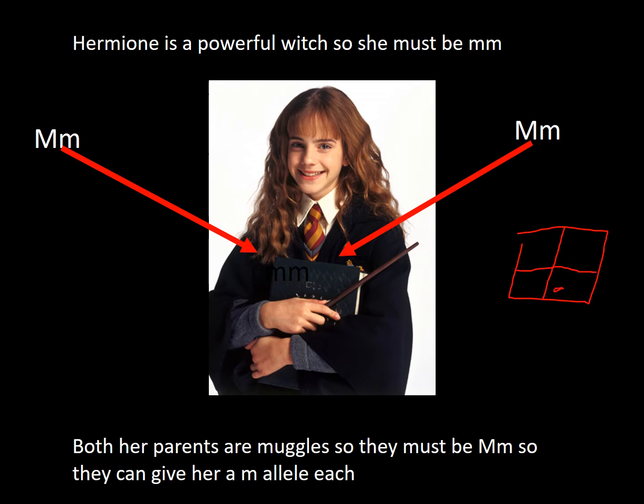So Hermione is little m. So that means the mom has to give a little m and the dad has to give a little m. But since they're both muggles, that means they both have to have that capital M as well. So she is little m because she's a witch, but the parents are muggles, but they have to give that little m, which means they are heterozygous. They have both the capital M and a little m. They are a carrier. They carry the gene.